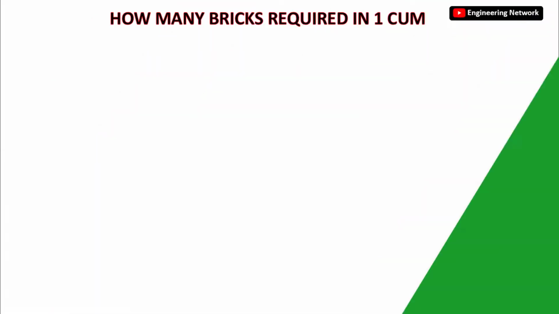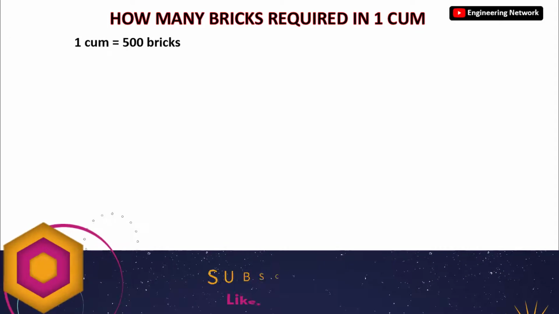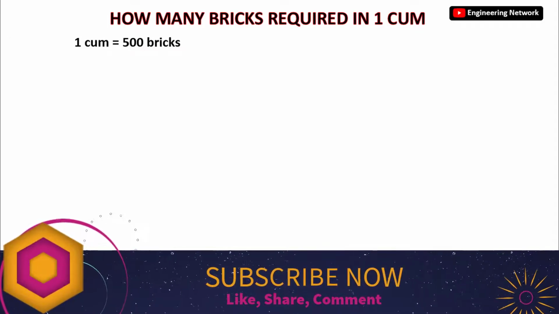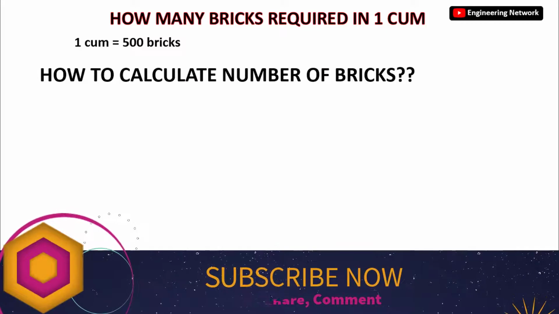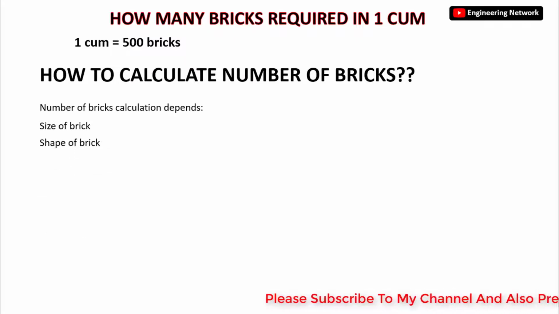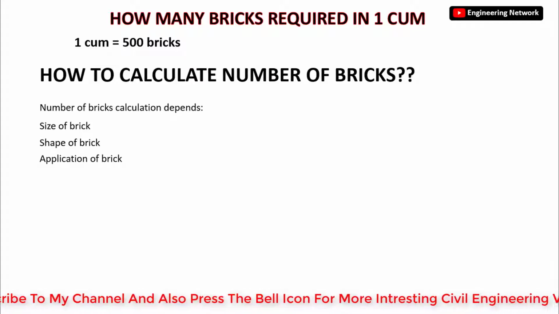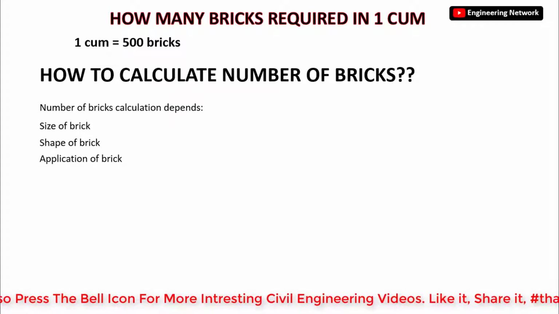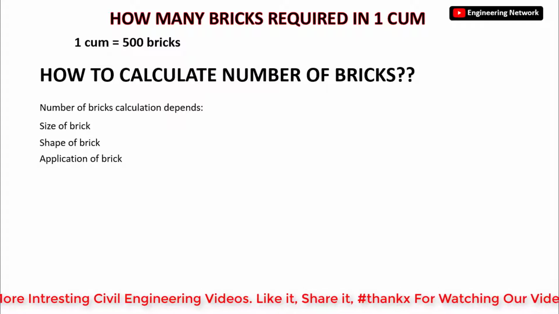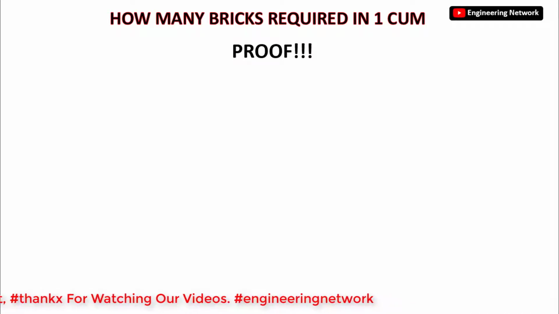So let's start. Generally we know that in 1 cubic meter we need 500 bricks. But the question is how to calculate the number of bricks in 1 cubic meter. The number of bricks depends on many factors like the size of bricks, shape of brick, and its application, which means where we want to use the bricks. But generally there are 500 bricks in 1 cubic meter. Now let me prove it to you that in 1 cubic meter there will be 500 bricks.